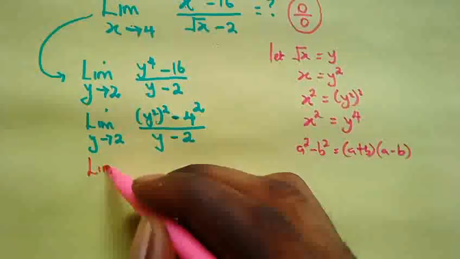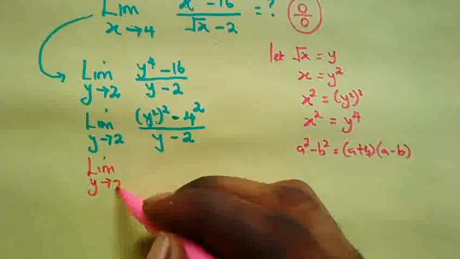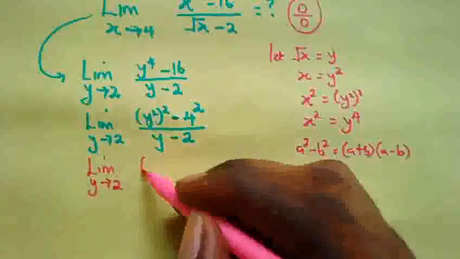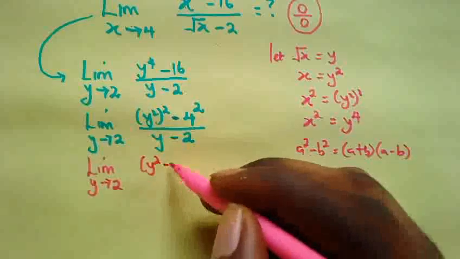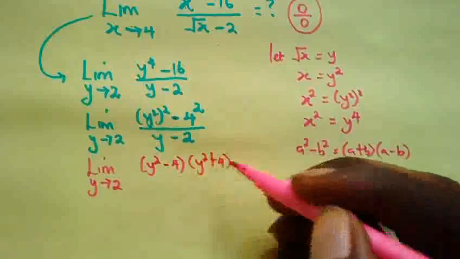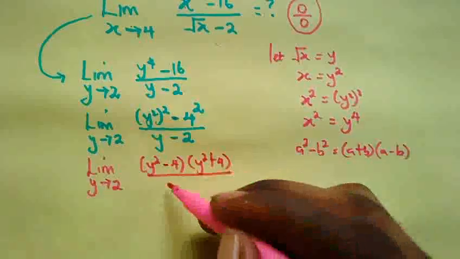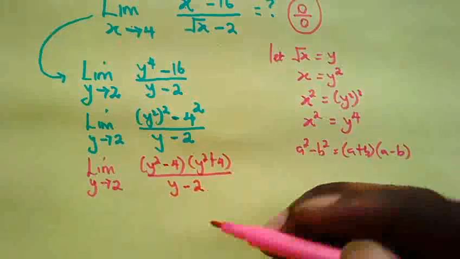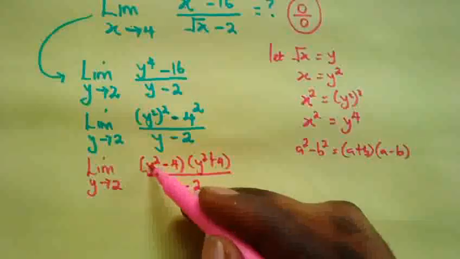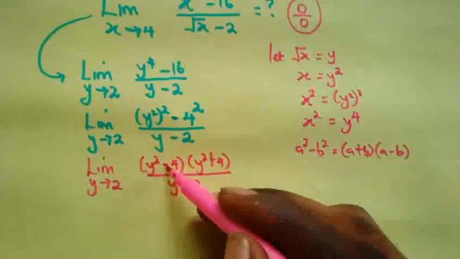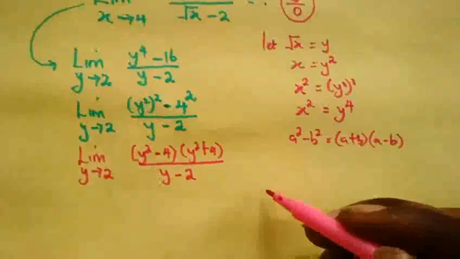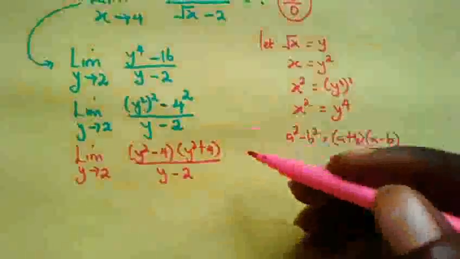So the numerator here, we're going to rewrite as follows using this difference of two squares formula. We have limit as y is approaching 2. Using this formula, we have something like this: y squared minus 4 times y squared plus 4, then all over y minus 2. Now we're going to apply the same formula in this expression here. We have y squared minus 4. Remember 4 is the same as 2 to the power 2.